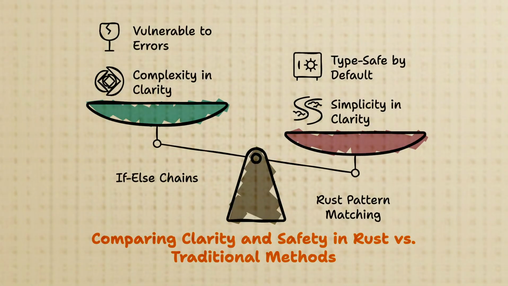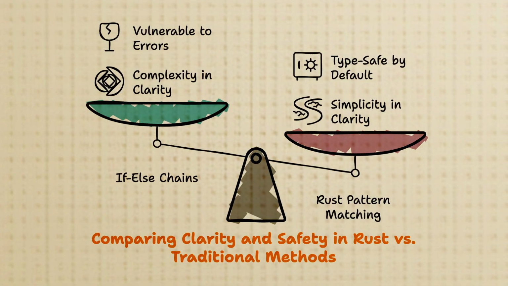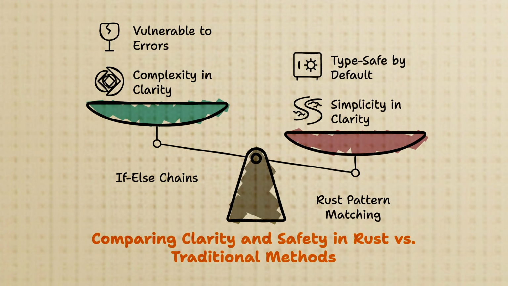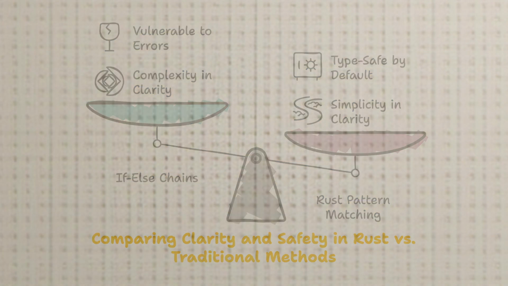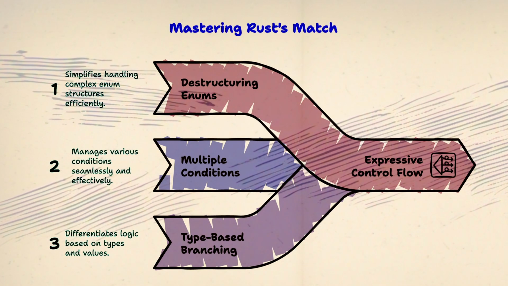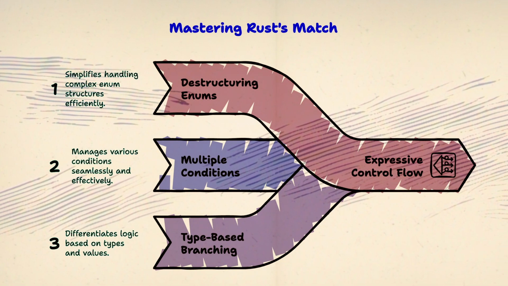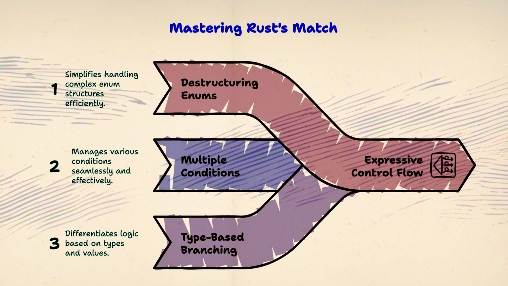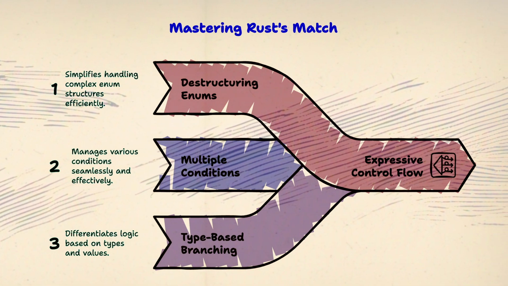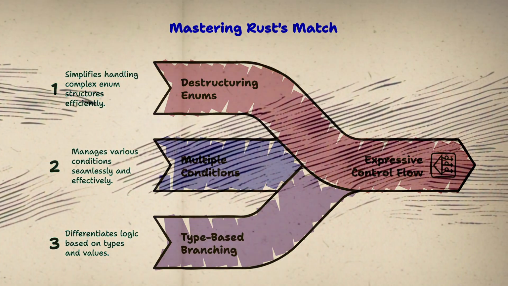What if I told you there's a way to write complex logic in Rust that's cleaner than if-else chains, more powerful than switch statements in other languages, and totally type-safe by default? In Rust, match is the Swiss Army knife of control flow. You'll use it to destructure enums, handle multiple conditions, branch logic based on types and values. And it's so expressive, you might never want to use an if-else again.